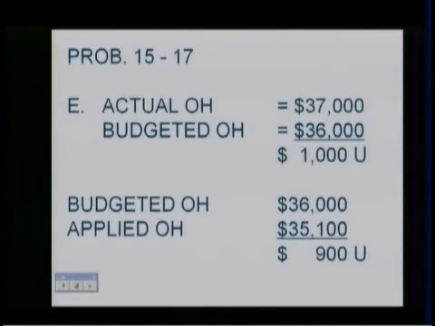Finally, they want you to compare the actual overhead to the budgeted overhead. Now remember, they budgeted their overhead at 36,000. Their actual overhead was 37,000. So they spent $1,000 more in overhead than they had budgeted. So if you want to combine both of the variances, the budgeted overhead and the applied overhead, you get a $900 unfavorable variance for your overhead.